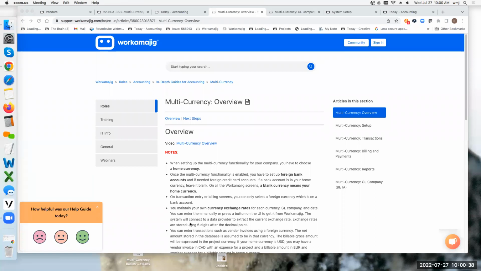This really is an overview of understanding how our multi-currency works, and even the ability to show you what's coming up with GL company currencies that we've added some changes to. That's currently a beta item, so I'll be reviewing all of that.